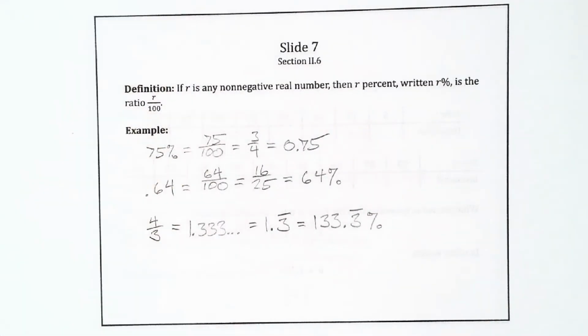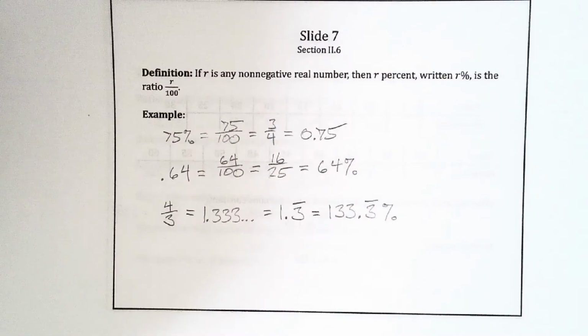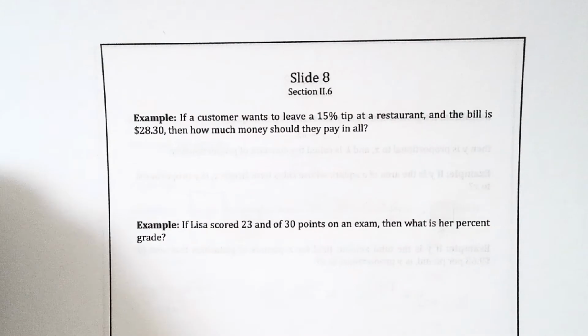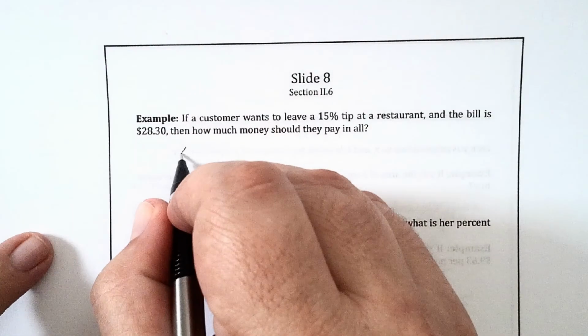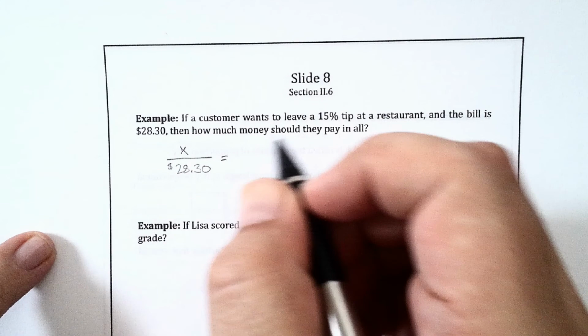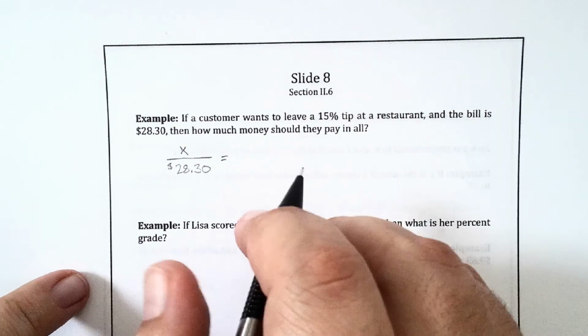Okay, and we handle problems involving percents the same way we do any other problem involving ratios and proportions. So there's really not anything new here. The only thing that's really new is the notation. So for example, if a customer wants to leave a 15% tip at a restaurant and the bill is $28.30, how much money should they pay in all? So the ratio of the tip to the bill needs to be 15%. So I can say, okay, x is to $28.30 as 15 is to 100.